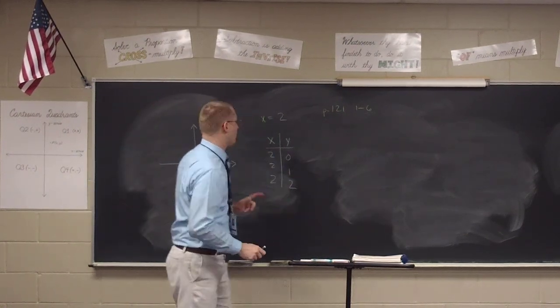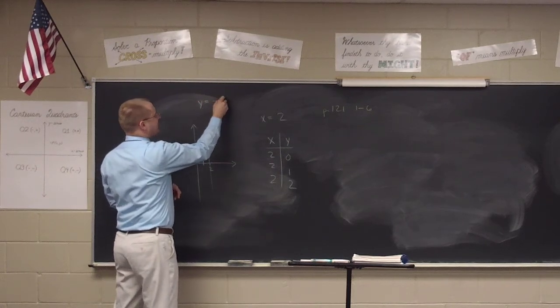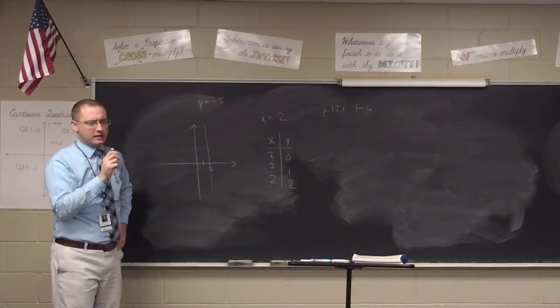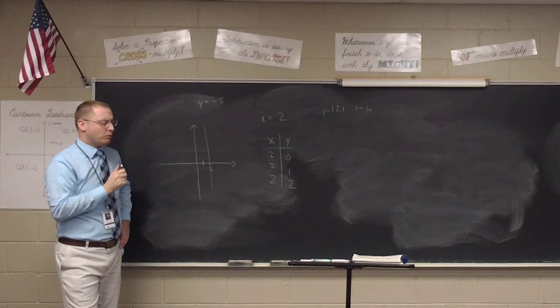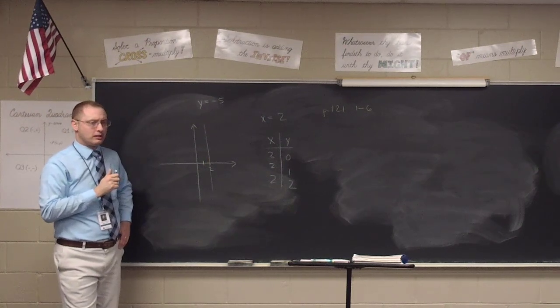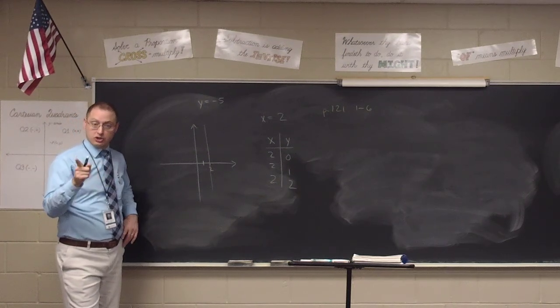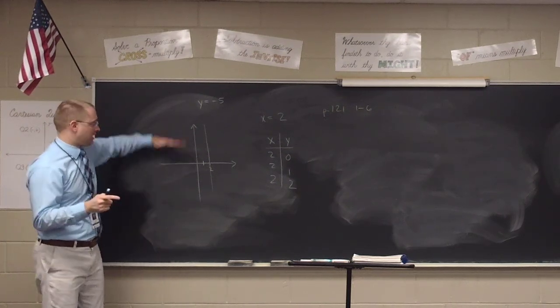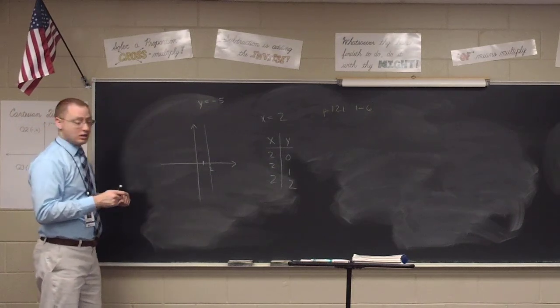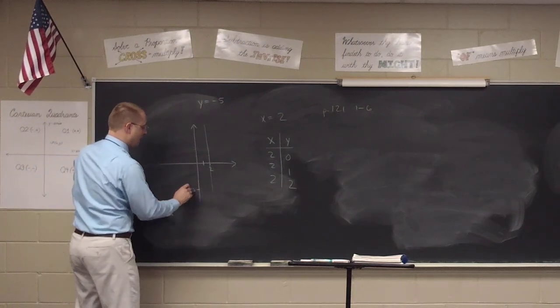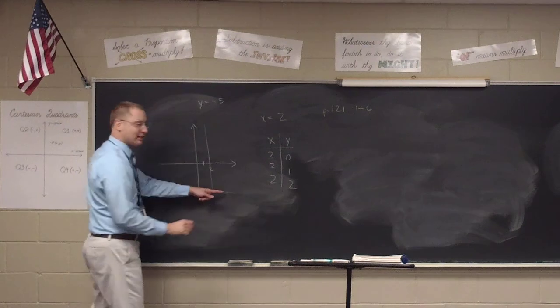Number 9. What do you think y equals negative 5 would look like? No table, just what do you think y equals negative 5 would look like? A zero slope line, a horizontal line. Where would it be? Passing through negative 5 on the y-axis.